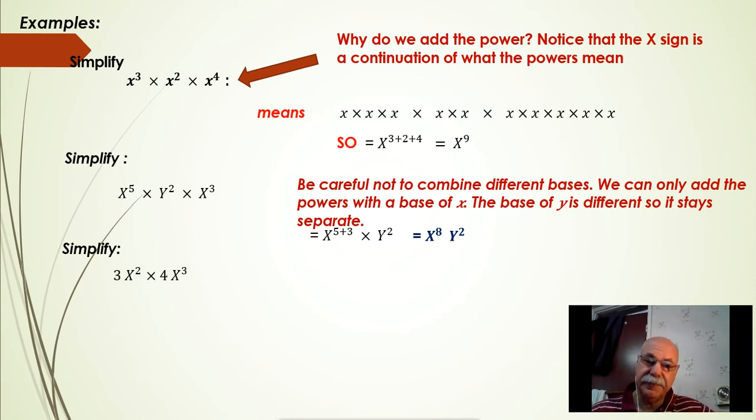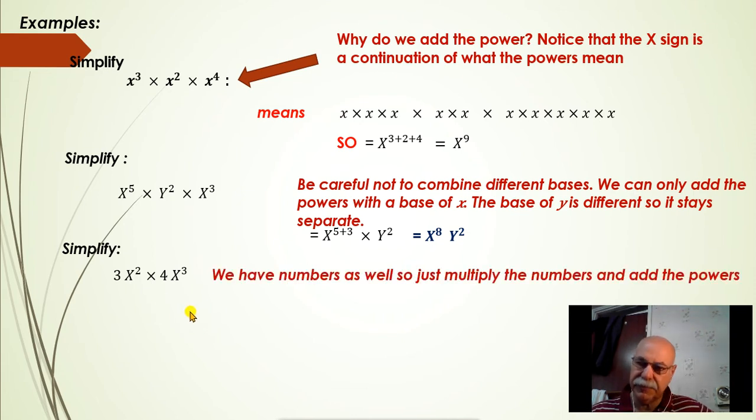Simplify also: 3 times x squared times 4x cubed. Please also here I need your attention about this example. We have numbers as we saw, just multiply the numbers and add the powers.